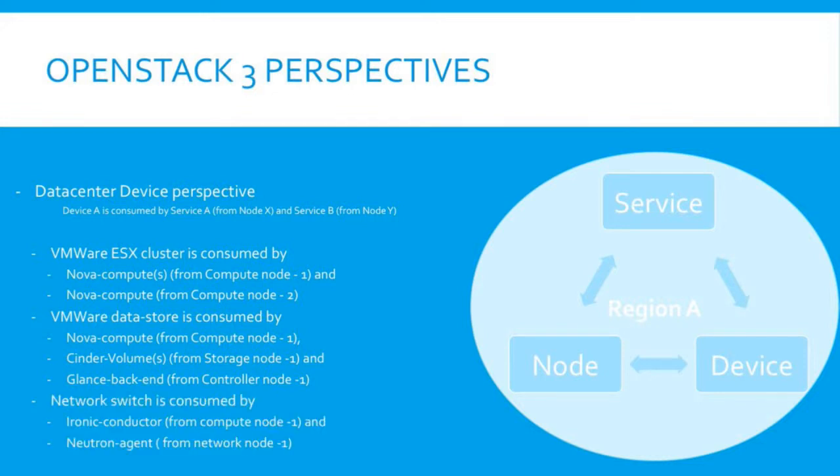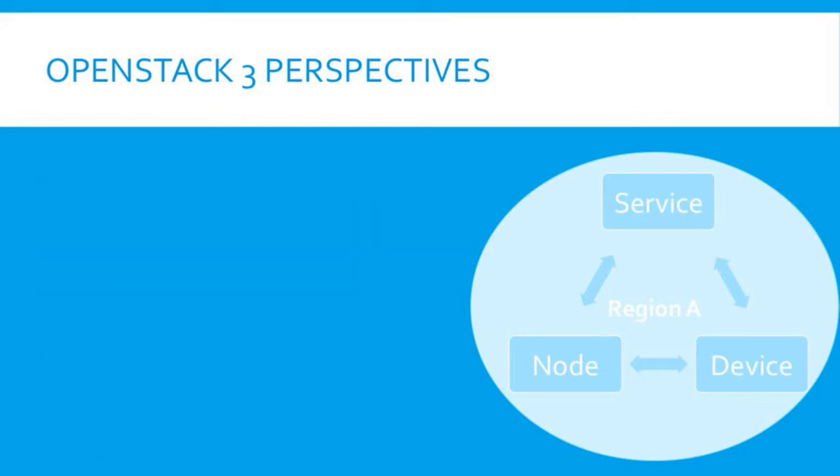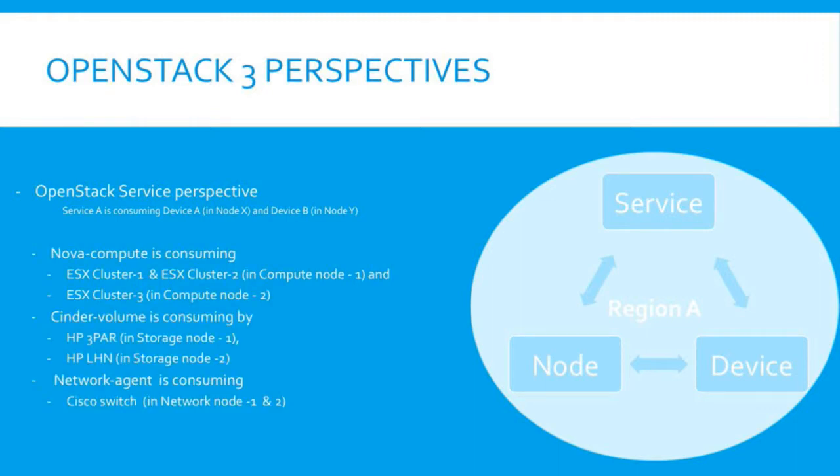Similarly for the network switches, it will be consumed in the network node where the network agents are installed. Similarly, it will be consumed in the compute node for making the underlying connections. Same from the service perspective.